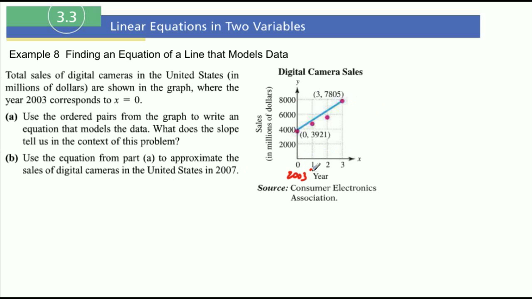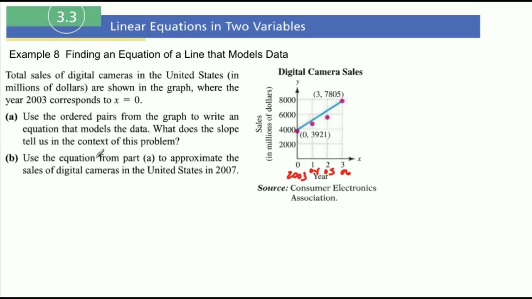And then this is 04, 05, 06, and so forth. And this is the millions of dollars in which the sales have been for, per year. So digital camera sales. In the year 2003, it was at $3,921 million. In the year 2004, somewhere between 4,000 and 6,000 million. I mean, these are decimals now.